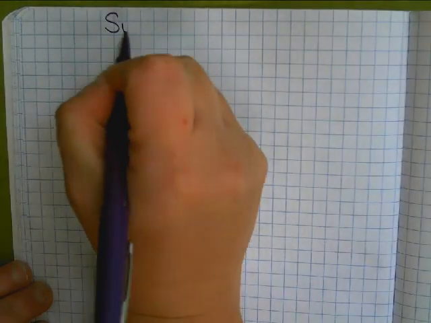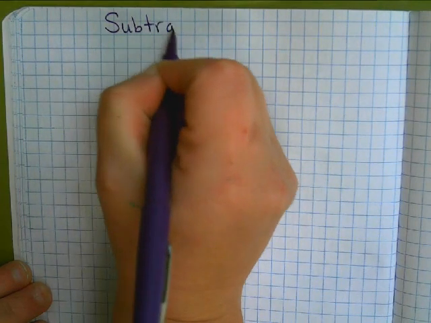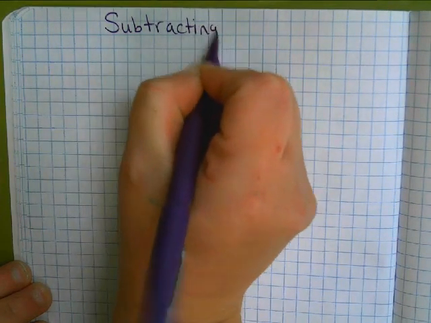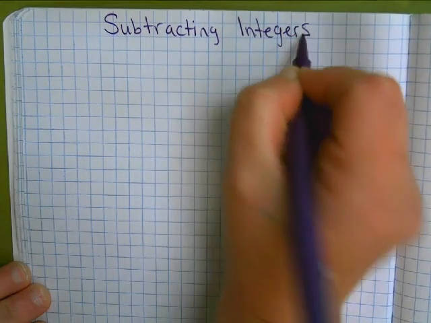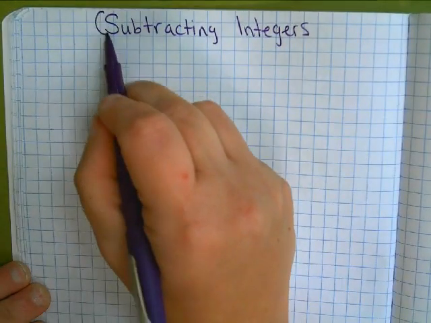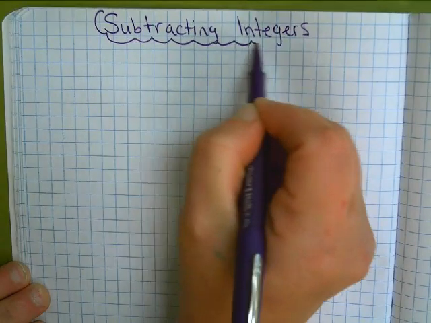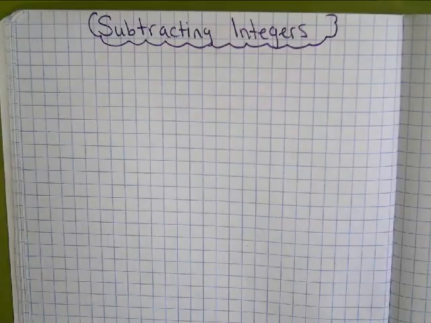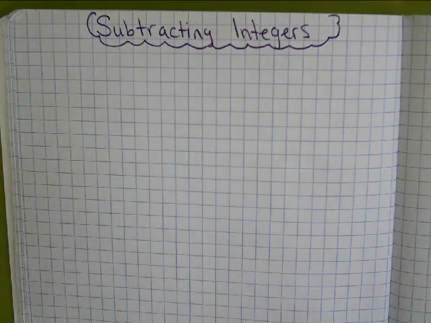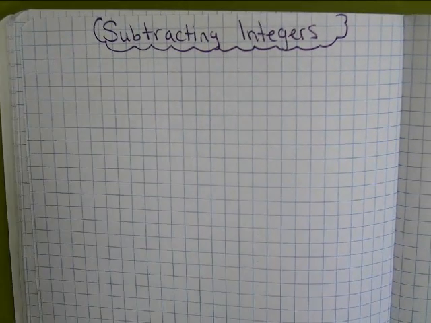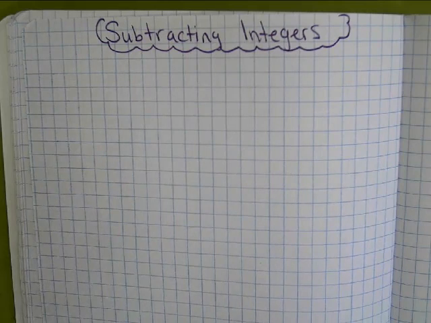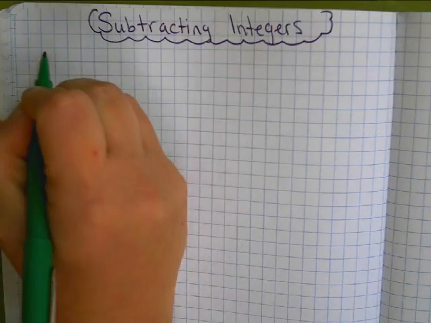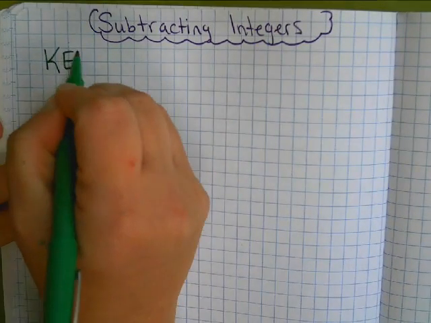Alright, so today we're going to look at subtracting integers. So we're going to title our paper. Alright, and there's one big thing we must remember. Our rule for subtracting integers is to keep the first number the same.